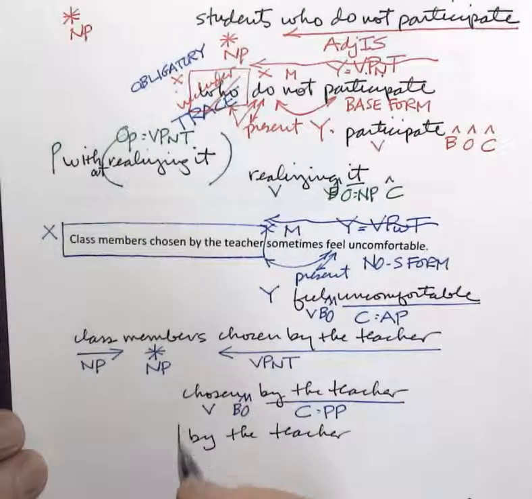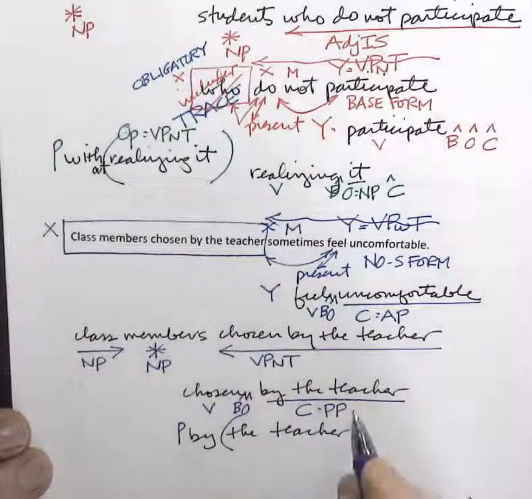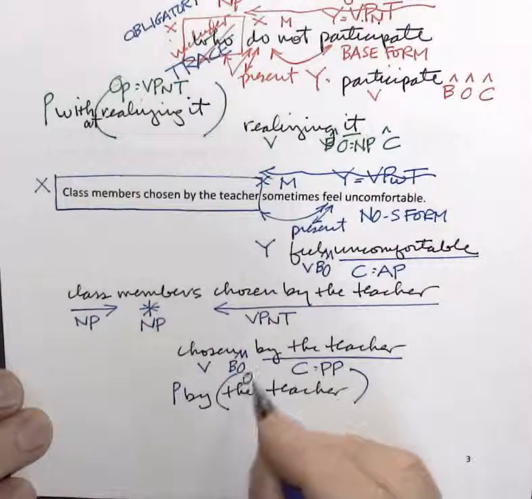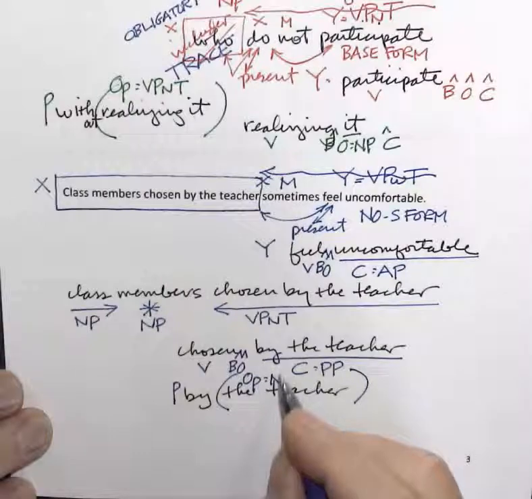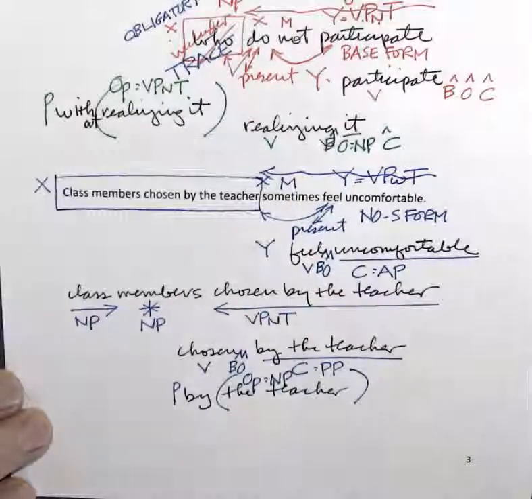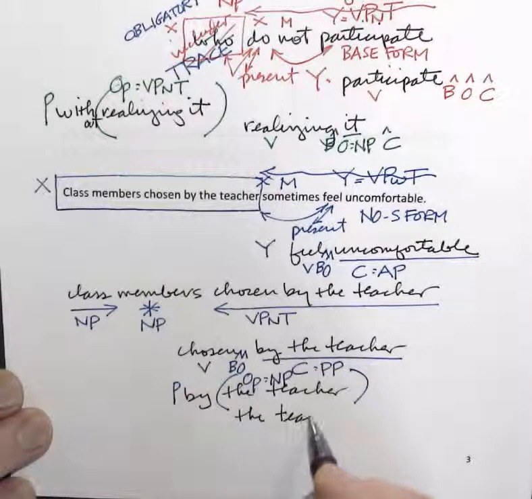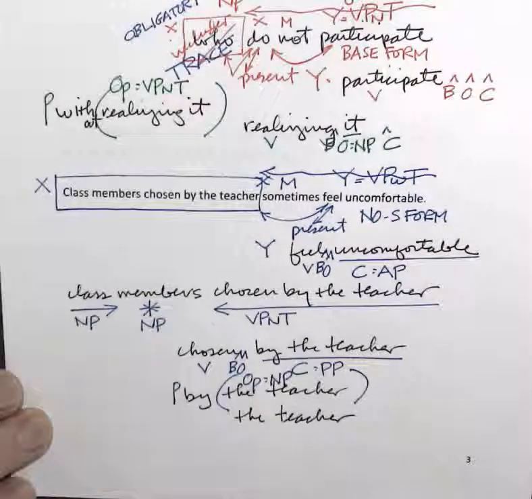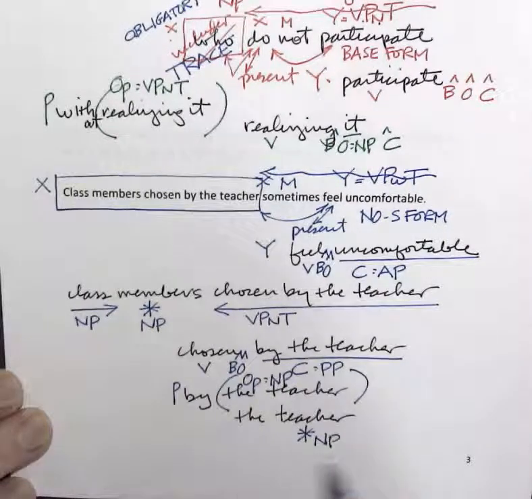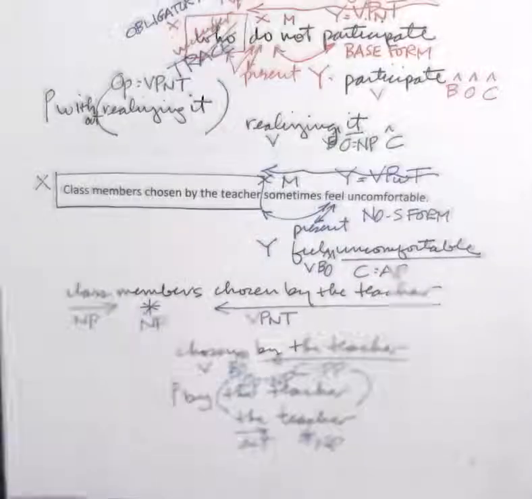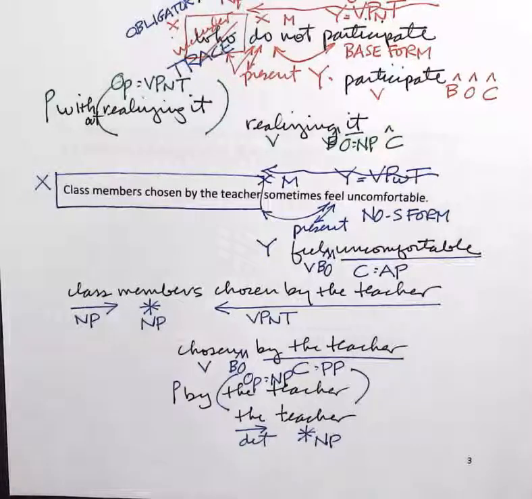By is the preposition. The object of the preposition is the teacher. That's a noun phrase, and we're almost done. The teacher, the head, and modifier determiner. I hope you're getting a feeling of satisfaction being able to do this.